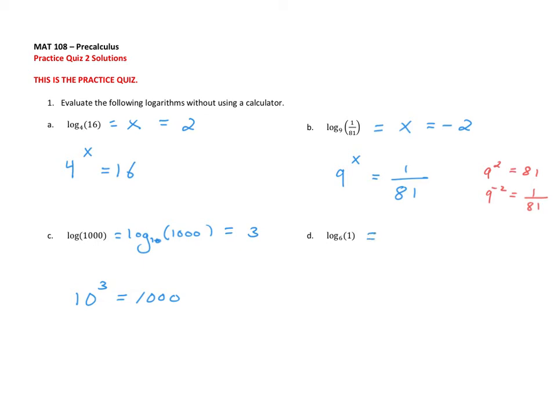And for this last one, log base 6 of 1. So 6 to some power should be equal to 1. And well, I know anything to the 0 power is 1. Therefore, the answer is 0. So these are the answers to these 4 logarithms.